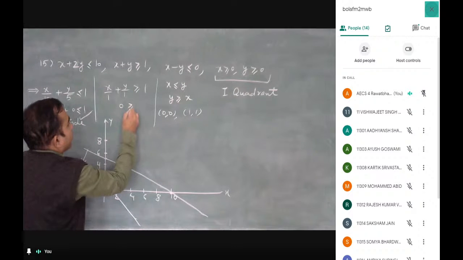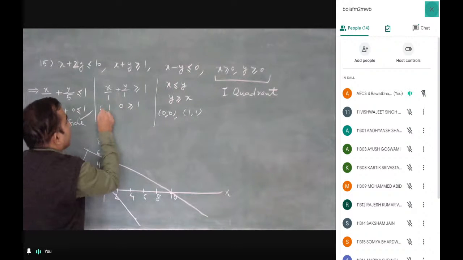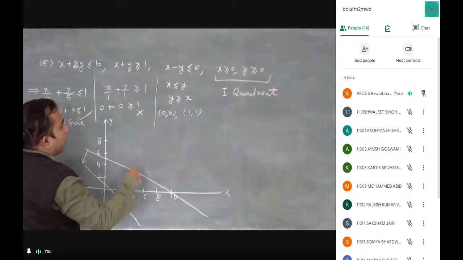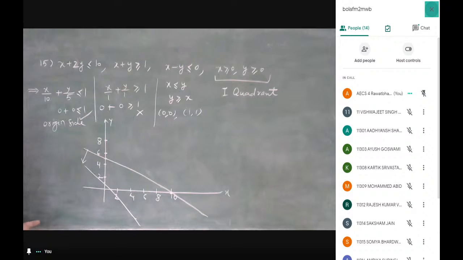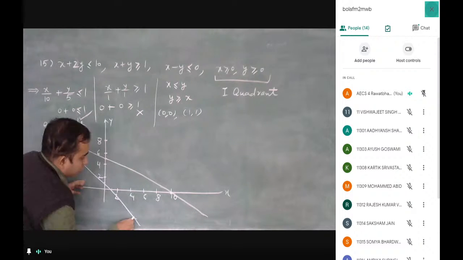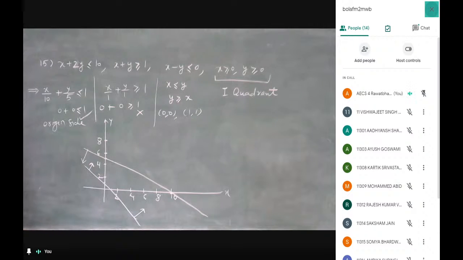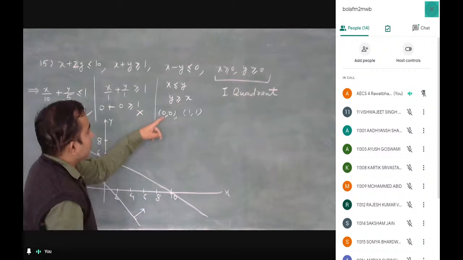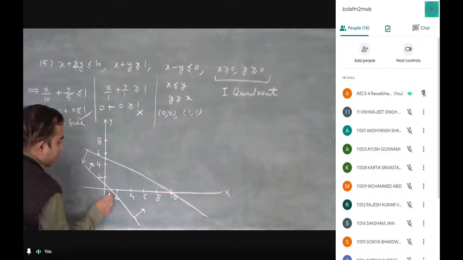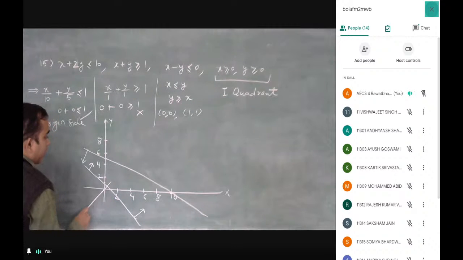So 0 greater or equal to 1 is not true. So other than origin side should be shaded. So away from origin, like this it should be shaded. Okay, fine. Then for this line 0, 0 and 1, 1 should be joined. 1, 1 is this, 0, 0 is this, and dark line.